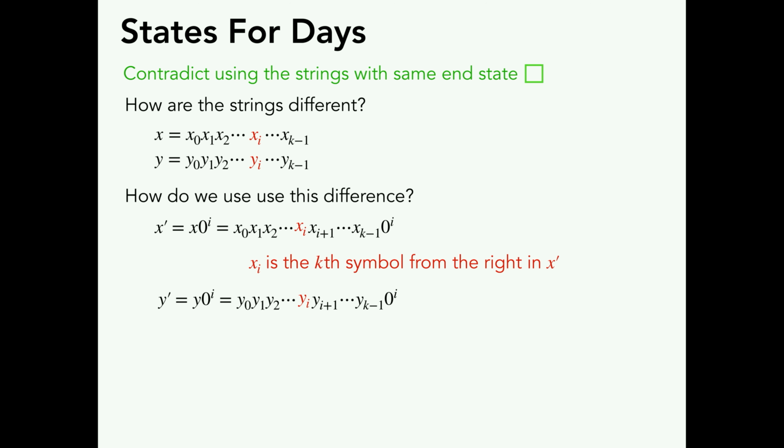Similarly, y' will be y with i zeros appended to the right of it. And again, we can see that y_i is the kth symbol from the right in y'. And actually computing that it's the kth symbol is just a little bit of arithmetic.